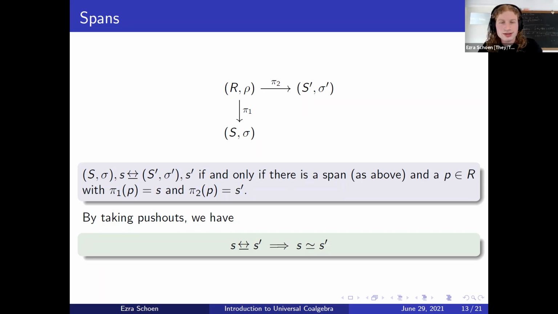Yes. So this is a very abstract definition of bisimilarity. I want to massage it a bit into a more relational flavor that may be more familiar to you.